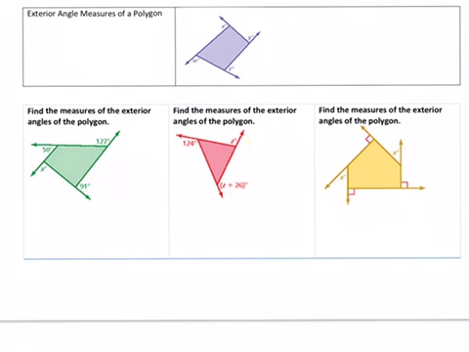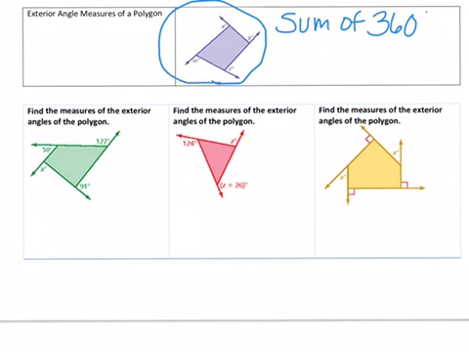Exterior angles of polygons are pretty simple because every single time they have a sum of 360 degrees. Think about it. If you're walking around an entire figure, you create a circle. Now that's not the best circle, but you do create a circle which is 360 degrees. So no matter what shape it is, all of the angles have to equal 360 degrees.